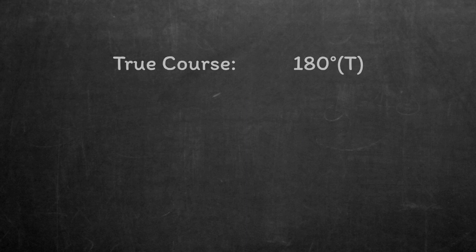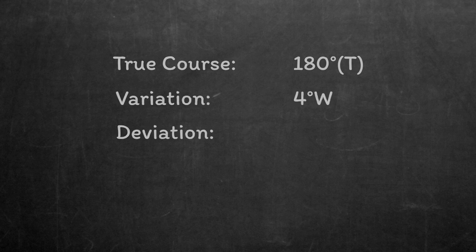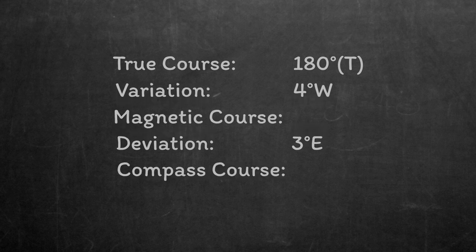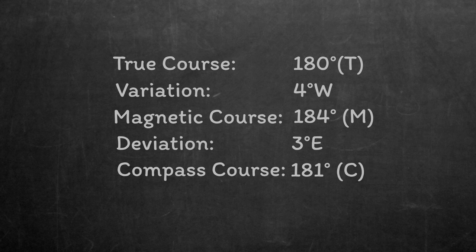For the second example, let's just use the rhymes. We want a course of 180 degrees true. Variation we can read off the chart as 4 degrees west, and deviation is 3 degrees east. We just construct the table and we work through. To find magnetic, we know variation west, magnetic best, so magnetic will be more than true, so we add the 4 degrees to get 184. For compass, we know that deviation east, compass least, so compass is going to be less than magnetic, so we take 3 degrees away from 184 to find the compass course is 181 degrees compass.